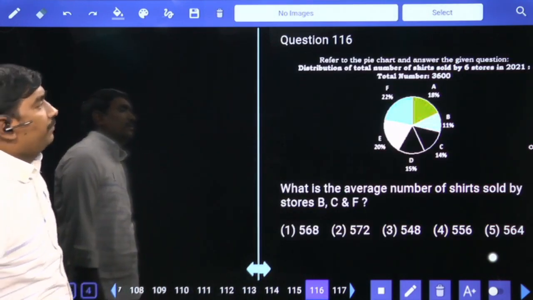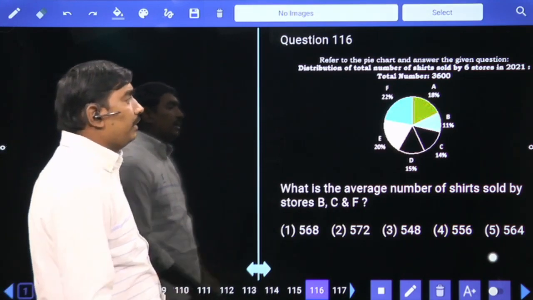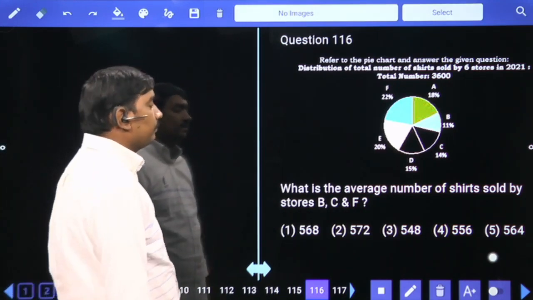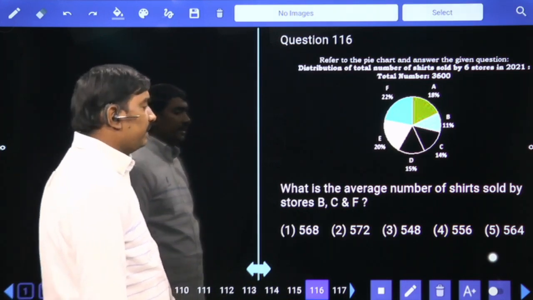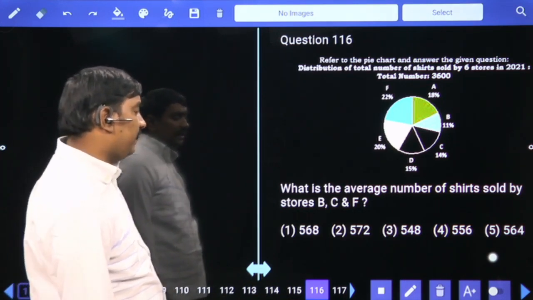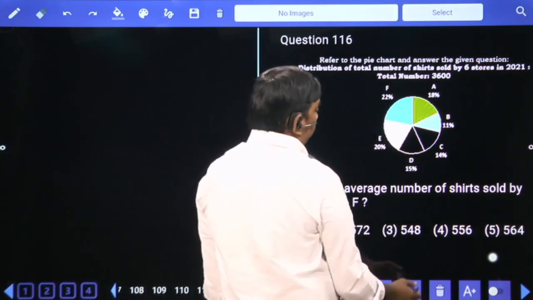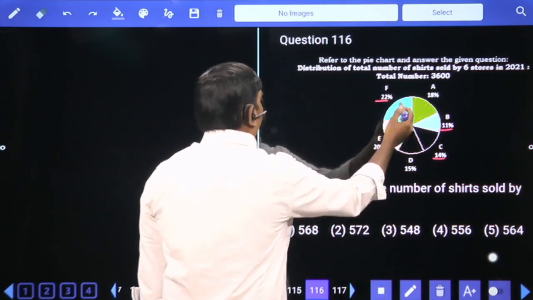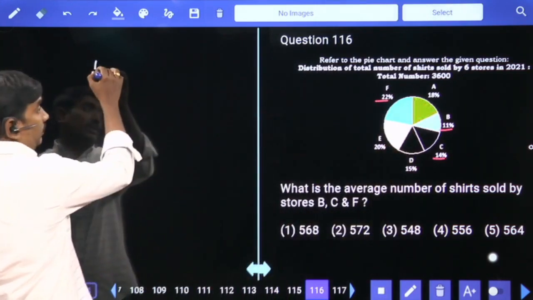Distribution of total number of sets sold by 6 stores in 2021. Total number given is 3600. What is the average number of sets sold by stores B, C, F? B 11%, C 14%, F 22%.